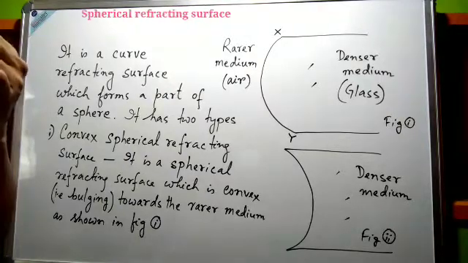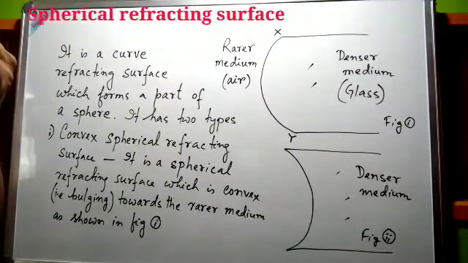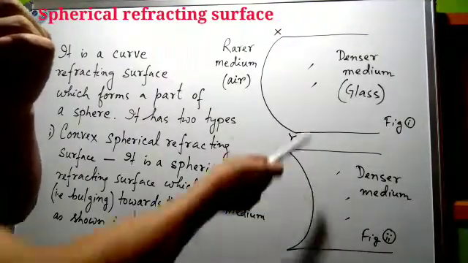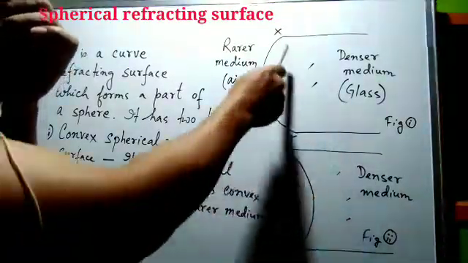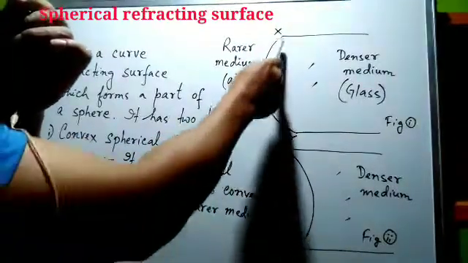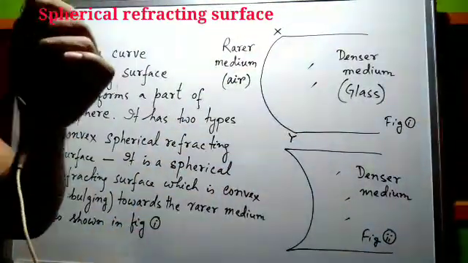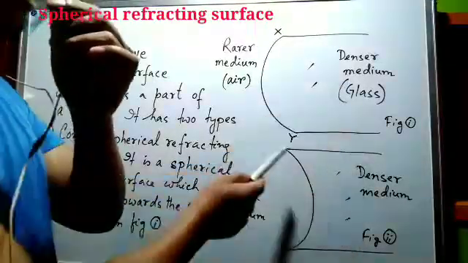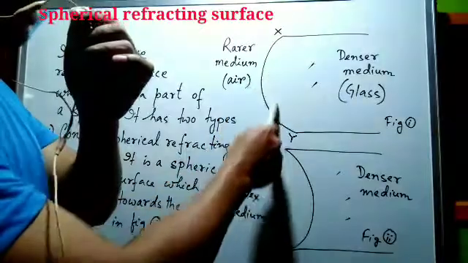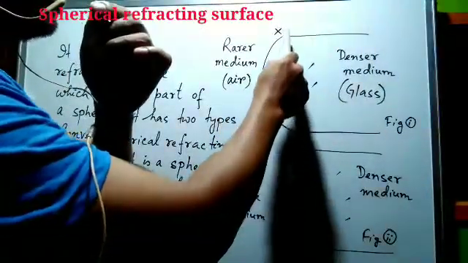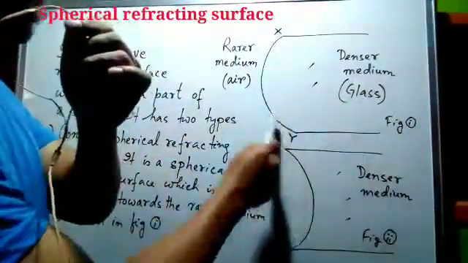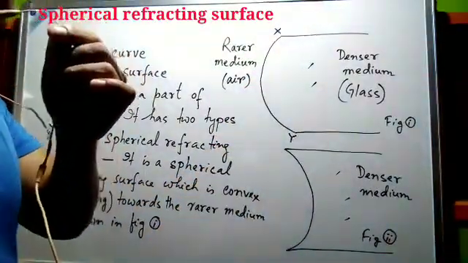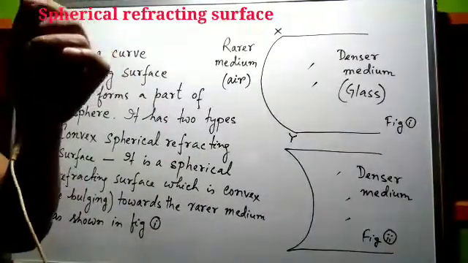Dear students, today we have to define spherical refracting surface. So first we have to see this figure number 1. Here XY represents a curved surface and it should be a transparent material. It may be glass, and this curved surface XY is a part of a sphere. So this curved surface XY is known as spherical refracting surface.